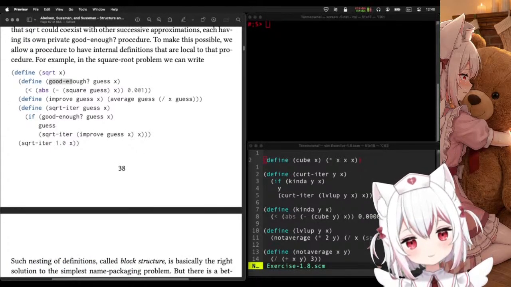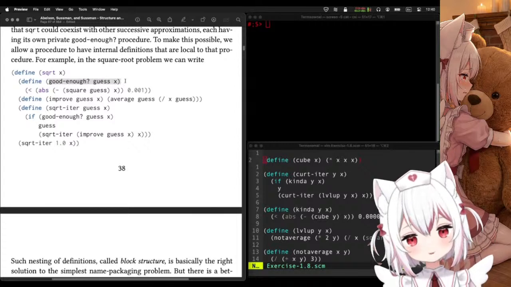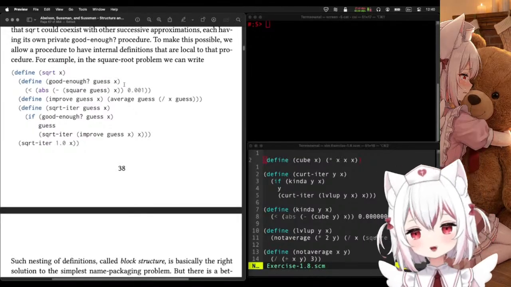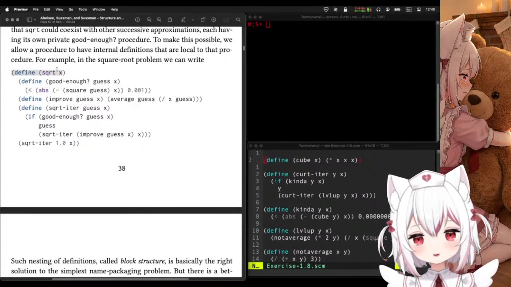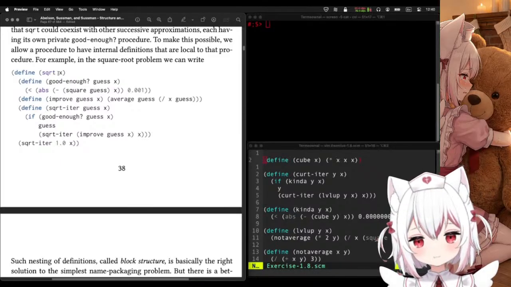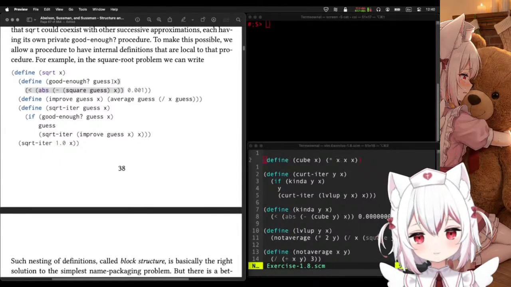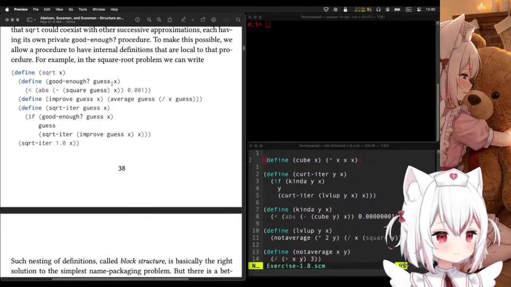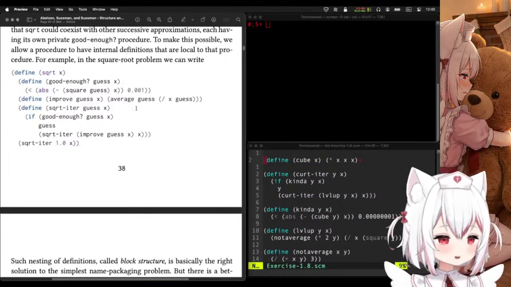I guess you don't need to write it again because it's already in the square root definition. It's already up here, so it doesn't need to be in this one. Too many x's in one place could be uncomfortable.